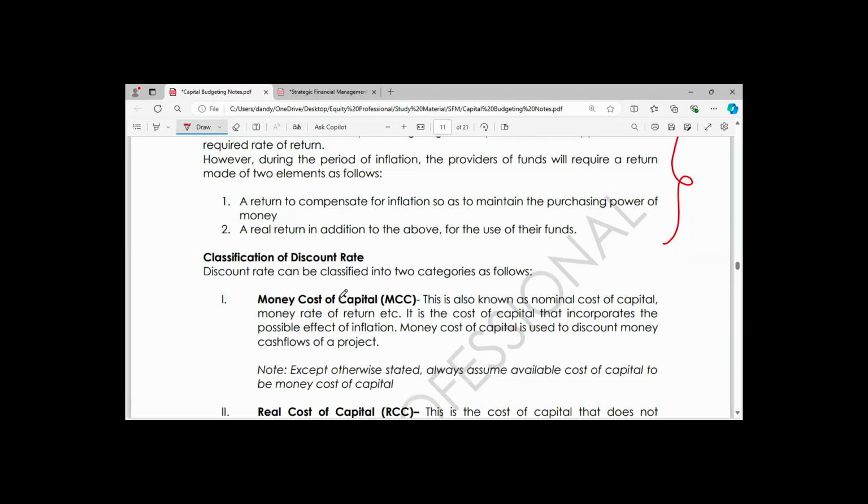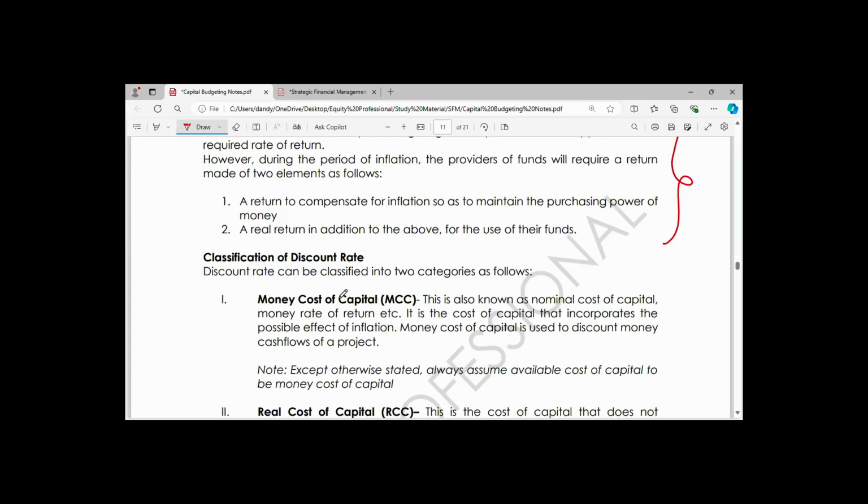The money cost of capital is also known as money rate of return, or nominal rate of return. It is the cost of capital that includes the possible effect of inflation. And unless otherwise stated, the cost of capital given is assumed to be money cost of capital. In the question, once you are given cost of capital and the examiner did not tell you it is real cost of capital, you are going to assume it's money cost of capital.